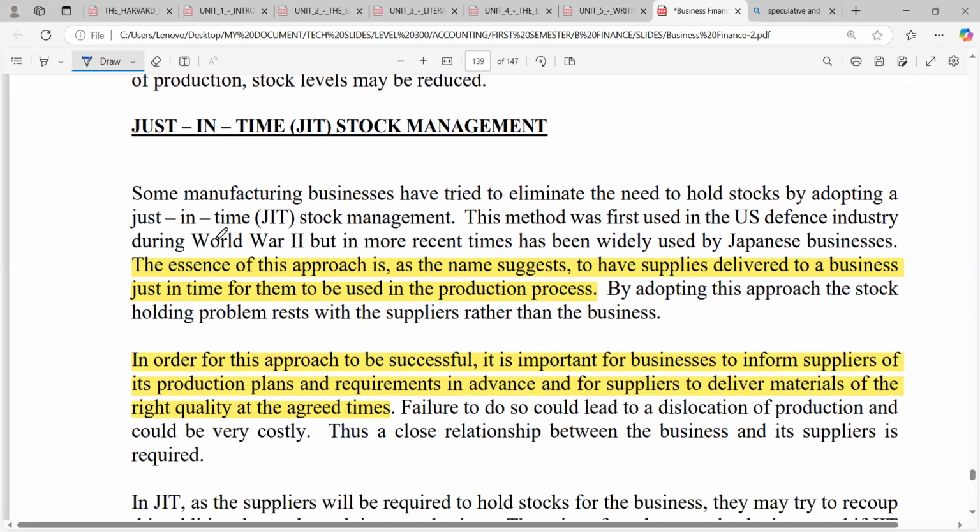No, they supply you exactly when you are done using the previous one. In order for this approach to be successful, it is important for businesses to inform suppliers of its production plans and requirements in advance for the suppliers to deliver the materials of the right quality at the agreed times. Failure to do this could lead to dislocation of production and could be very costly.